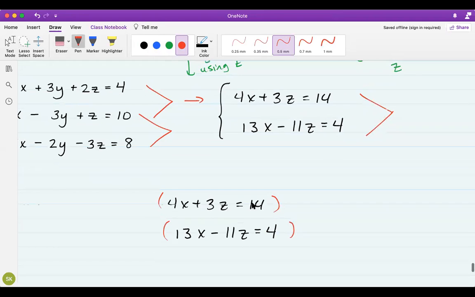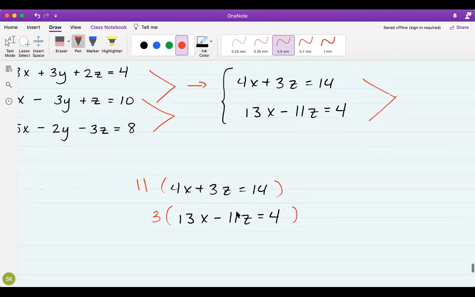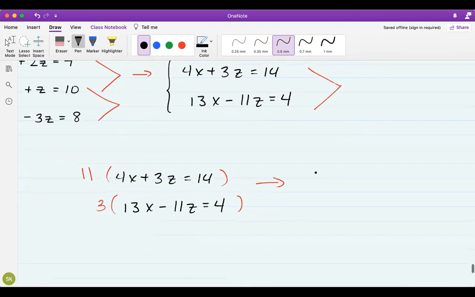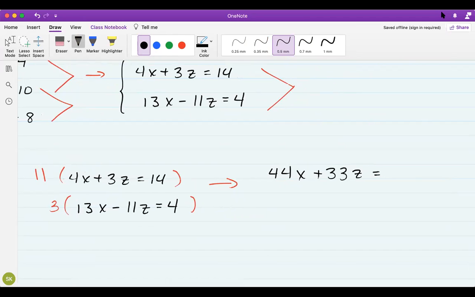Remember what my goal is. So to get rid of z, why don't I multiply the top one by 11? That will give me 33, and the bottom by 3, that'll give me -33. And then when I add them, they go away. So if I do that, I'm left with 44x plus 33z is, okay, I think I might need a calculator for that one, just so I don't make a mistake, 154. And then we get 39x minus 33z is equal to 12.